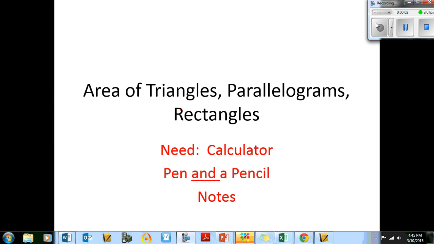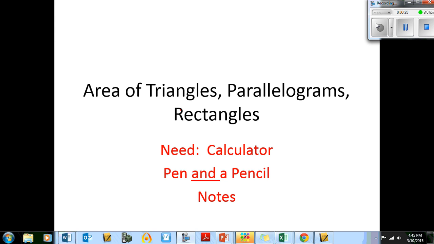Hello, geometry folks, and welcome to Area of Triangles, Parallelograms, and Rectangles. We are going to begin to understand area and use area formulas and figure out how they apply to different shapes. So the shapes that we're going to focus on today are triangles, parallelograms, and rectangles.